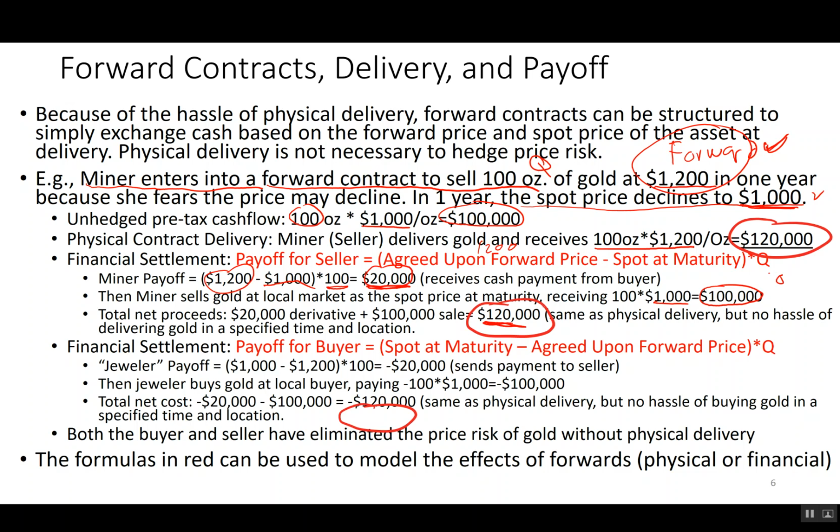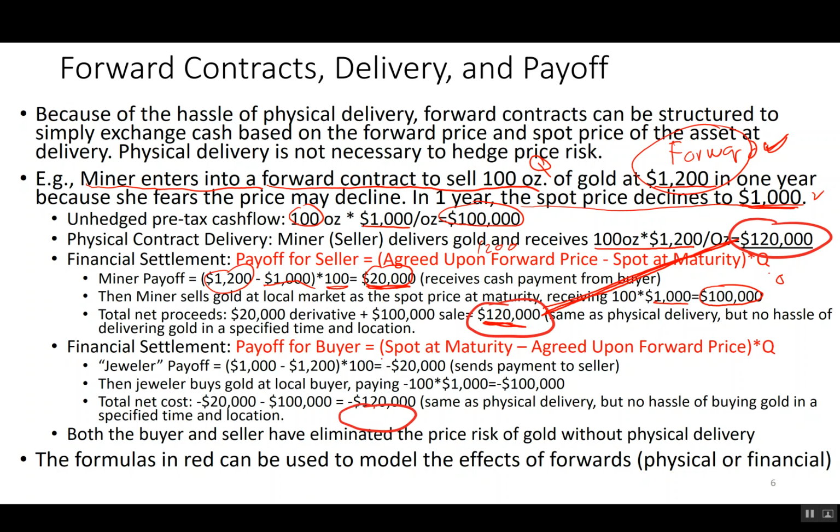In other words, if you look at these two numbers, it appears that it doesn't matter whether the contract specifies delivery or specifies a cash settlement. The net effect for the buyer and the seller is the same. They are going to receive $120,000, in this case the miner, for the gold. And I could also prove that the buyer, in this case, say the jeweler, if you want to think of them that way, will pay exactly $120,000 for the gold also.